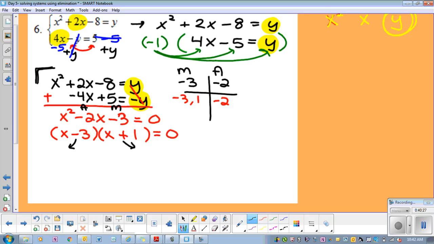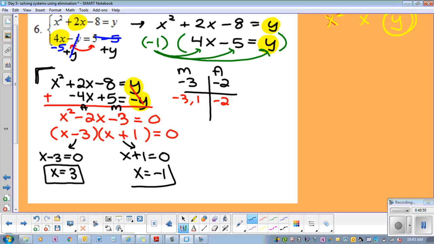My mini equations, right? Oh, sorry. Hold on. Let me write it out. X minus 3 equals 0. And x plus 1 equals 0. So x equals what? 3. Stay with me. You guys know this. And x equals negative 1. Right? Hang in there.